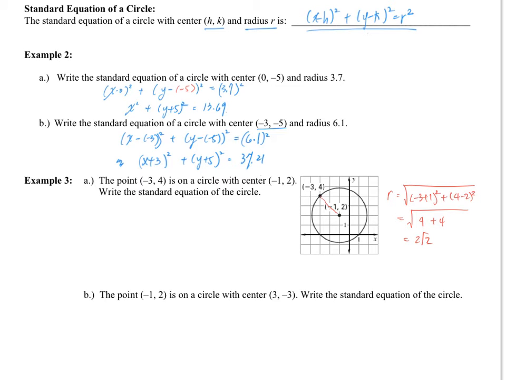Now we're ready to write the equation. So this is −1, and this is positive 2, so y minus positive 2, and squared 2√2. So we have (x + 1)² + (y − 2)² = 8.